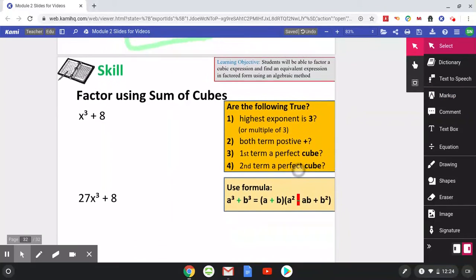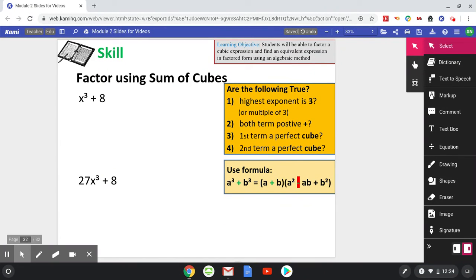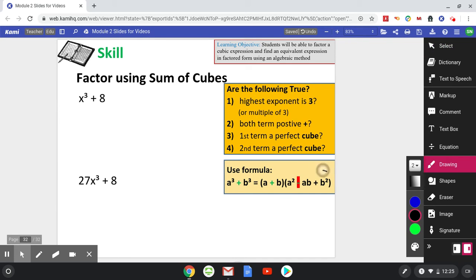Well, let's start with problem number 1. In order for us to solve this, we need to make sure that the 4 steps on the orange box are true. If that's the case, we have to use the formula at the bottom with the letters A and B. All right, let's start by analyzing it.